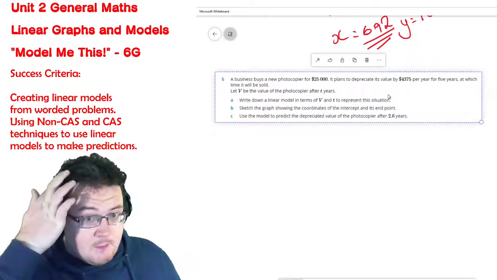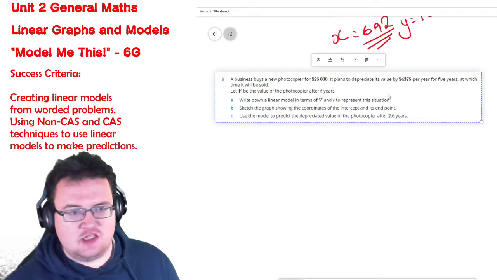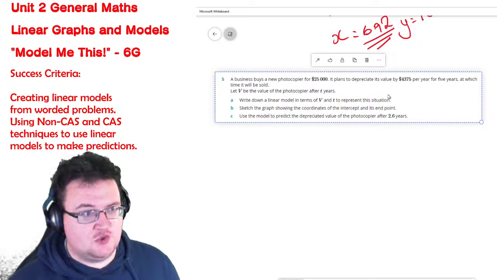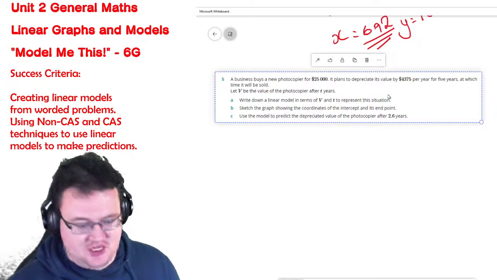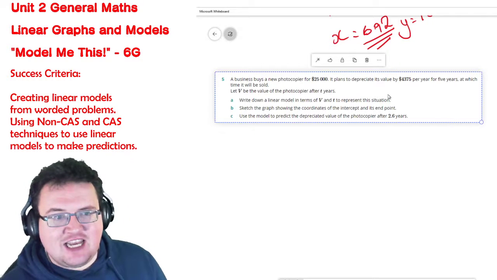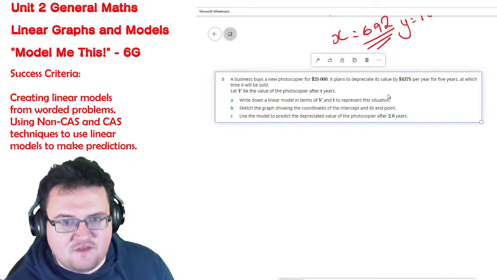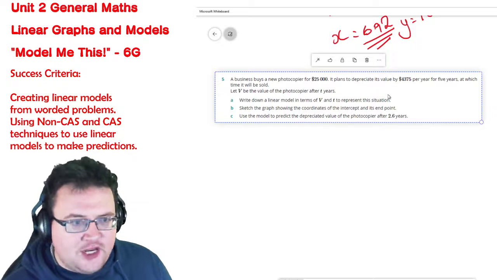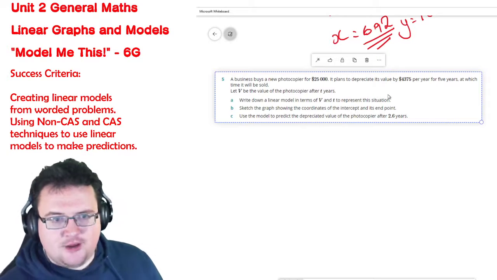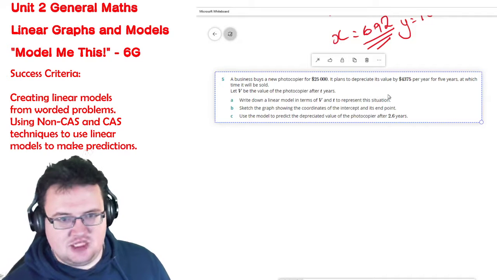All right. A business buys a new photocopier for $25,000. Those photocopiers that you see in the staff rooms, yes, they do in fact cost around $25,000. They are not cheap at all. It plans to depreciate its value at this rate per year for 5 years, at which point it will be sold. All right. Let V be the value of the photocopier after T years.